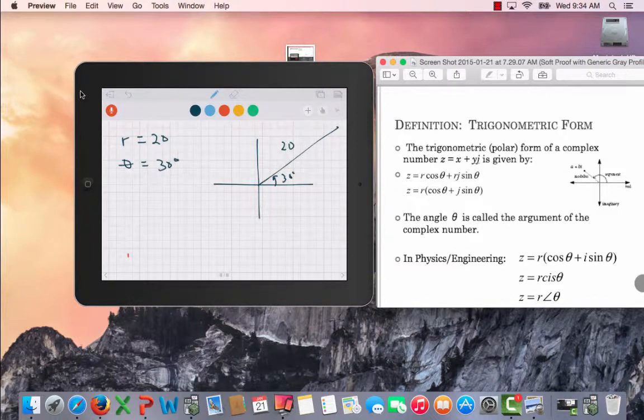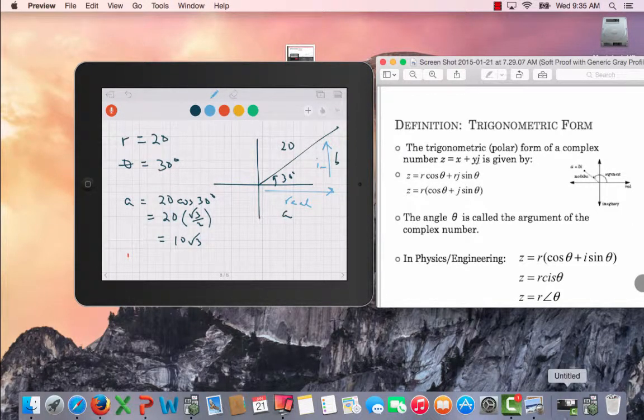And then if you wanted standard form, you'd need the real and then the imaginary. So if I was doing this using the math, I would know that the real part, and I'm going to call that A and that B, the real part is actually going to be the magnitude times the cosine of 30 degrees. And I happen to know the cosine of 30 degrees is the square root of 3 over 2. So this gives me 10 square root of 3.